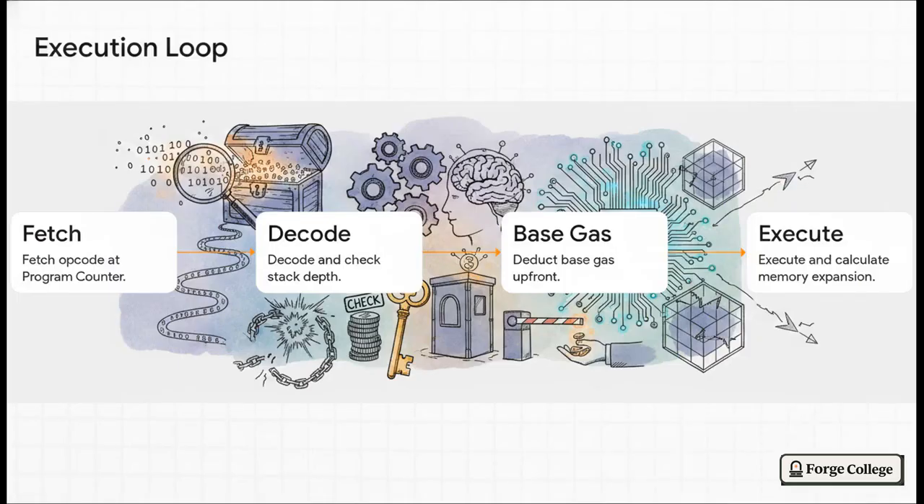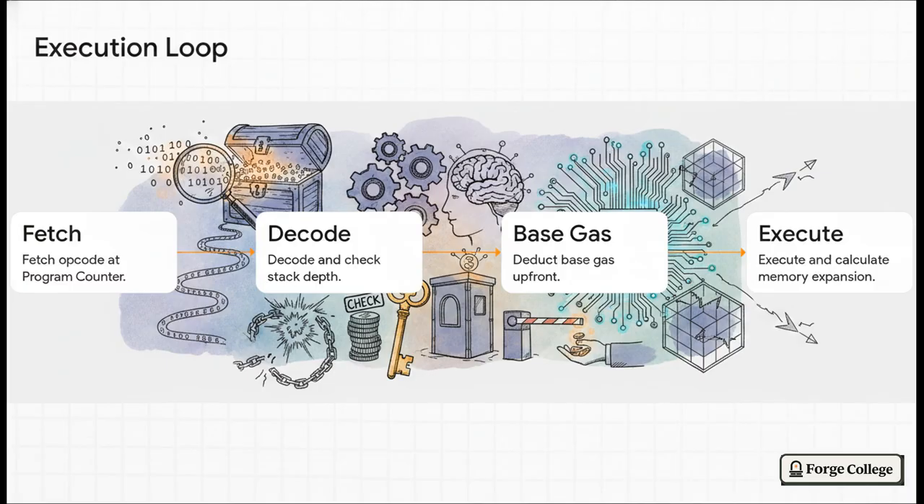And here is the exact 4-step heartbeat of the EVM's step function. Step 1, fetch the opcode at the current program counter. Step 2, decode it and check the stack depth. Are the preconditions actually met? Step 3, deduct the base gas up front. You gotta pay the toll. Step 4, execute the logic and calculate any dynamic costs, like that memory expansion.